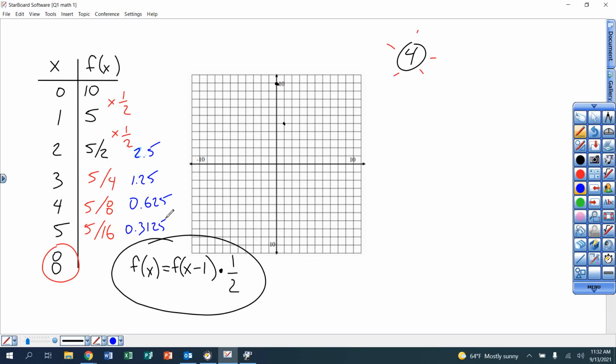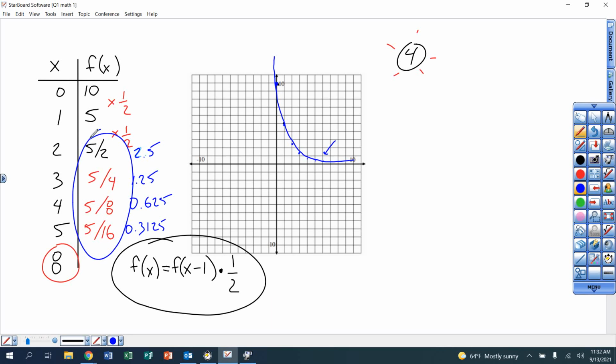So here we go. 0, 10. Over 1, up 5. Over 2, up 2.5 boxes. Over 3, up 1.25 boxes. Over 4, up just over a half, 0.625. Over 5, a little bit smaller than that. Over 6, a little bit smaller. So you can see this one is curving downwards like that. And you can see where these small values come from, these fractions.